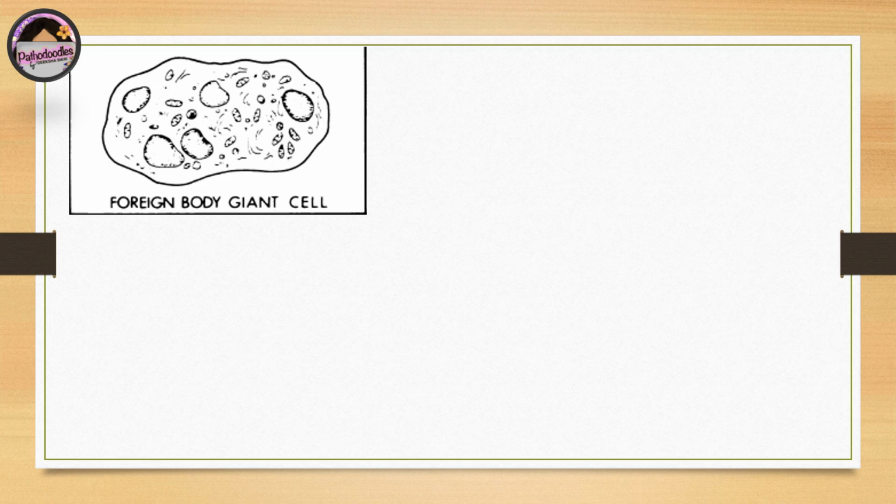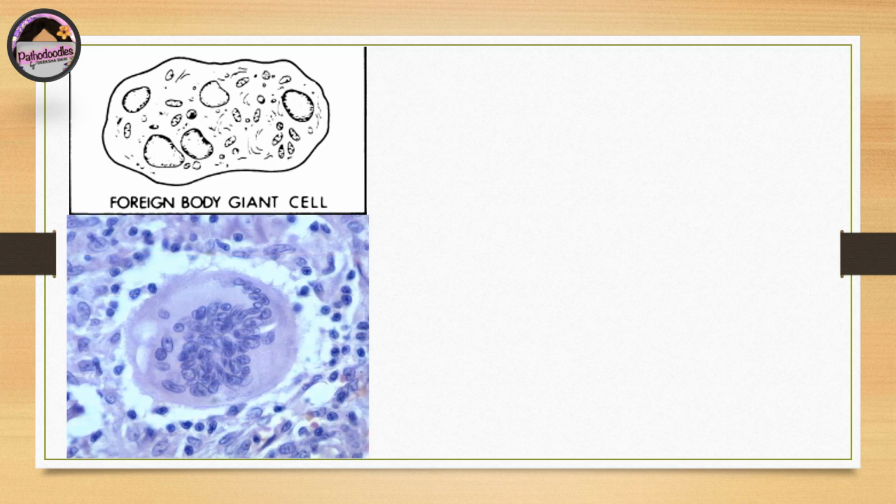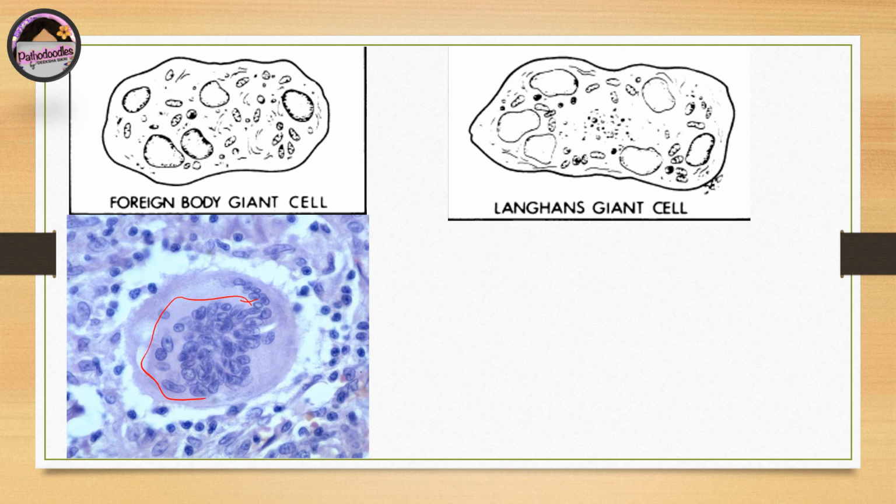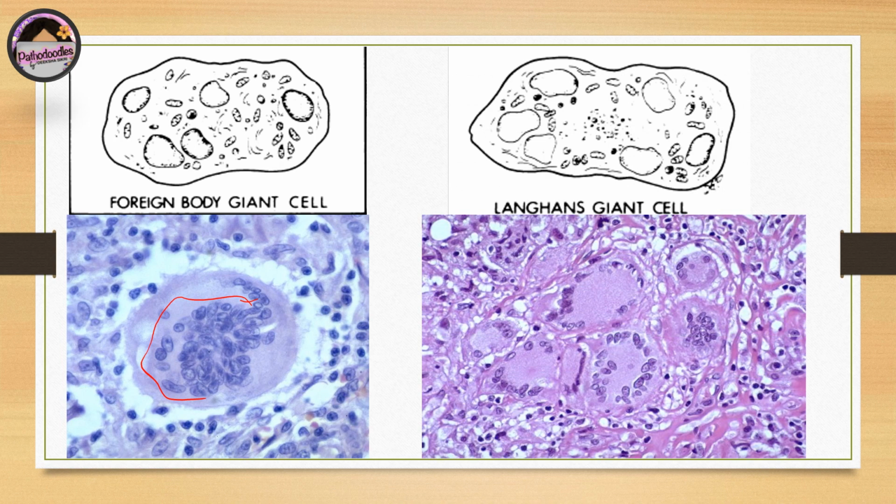So here is a foreign body giant cell, which is a multinucleated giant cell formed after the fusion of macrophages. As you can see, the nuclei are sort of not spread out, but more towards the center. Whereas here, this is a Langhans giant cell, where you can see they're towards the periphery, sort of like a garland or a wreath-like or a horseshoe-like appearance. These are formed by the fusion of the activated macrophages.